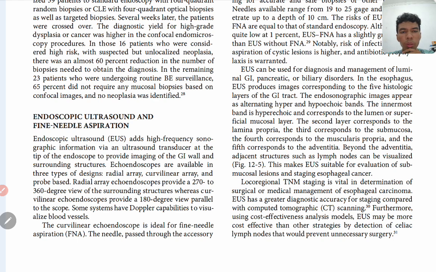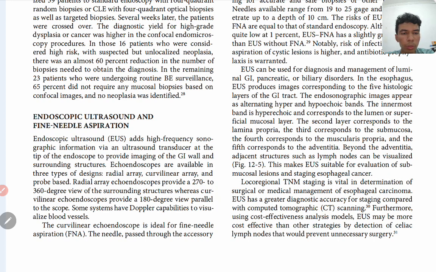In the esophagus, EUS produces an image corresponding to 5 histologic layers of the GI tract. The endosonographic image appears as alternating hyper- and hypoechoic bands. The innermost band is hyperechoic and corresponds to the lumen or superficial mucosal layer. The second layer corresponds to the lamina propria. The third corresponds to the submucosa, the fourth corresponds to the muscularis propria, and the fifth corresponds to the adventitia. Beyond the adventitia, adjacent structures such as lymph nodes can be visualized.